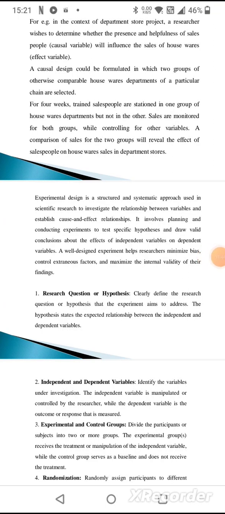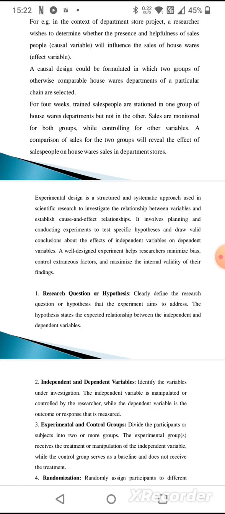So again, it is a systematic approach, and it involves planning and conducting experiments to test specific hypotheses and draw valid conclusions about the effects of the independent variable on the dependent variable. A well-designed experiment helps researchers minimize bias, control extraneous factors, and maximize the internal validity of their findings. So the first step being research question or hypothesis.